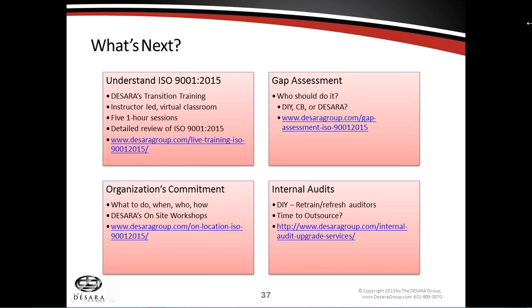So, as far as understanding the new standard, DESARA offers a transition training program, and what we found from our clients, particularly when you're the lone wolf in an organization or a very small group that can't all travel together, or you're the kind of organization that can't free up 5 people, 10 people to all go to a class together in one location, what we're offering is, yes, we'll come on site and do those kinds of programs, but we'll also offer public, where anybody can sign up together, or company-based, instructor-led live virtual classroom sessions.